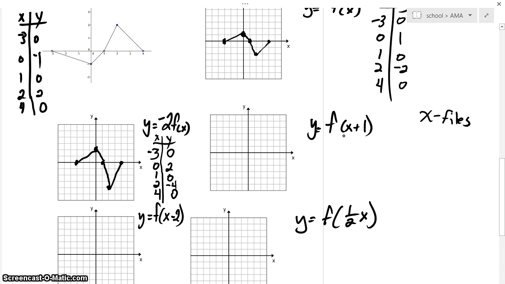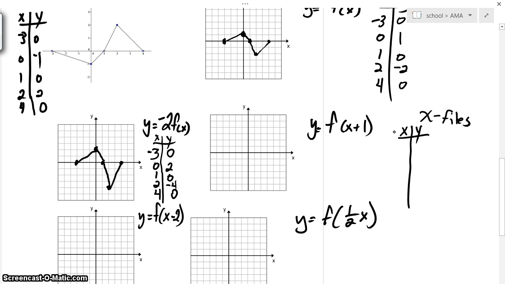You would expect, of course, for us to have some kind of an effect on the X coordinate, and we will. You might think that, oh, we're just going to go back to our original table and add a 1 to all of the X values. Actually, it's the exact opposite. Because of X-Files reverse logic, we're going to subtract a 1.